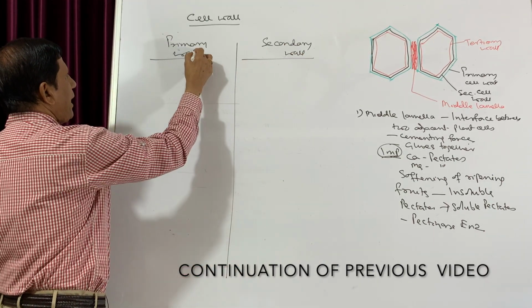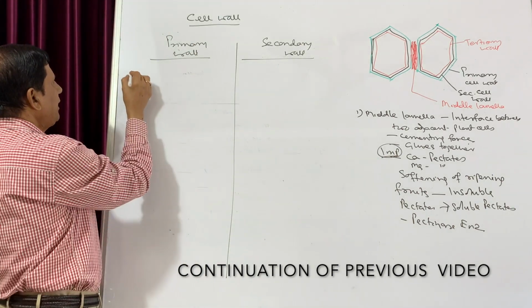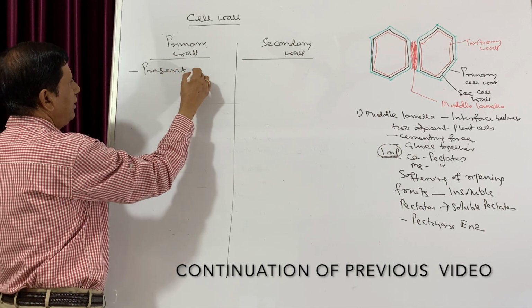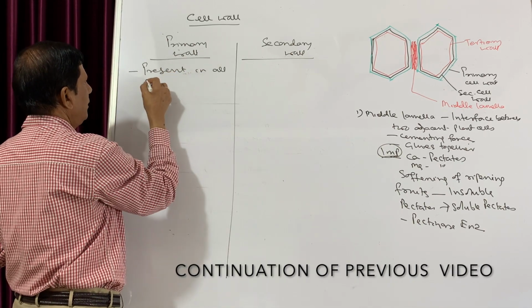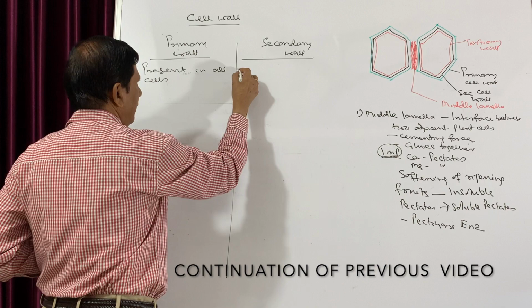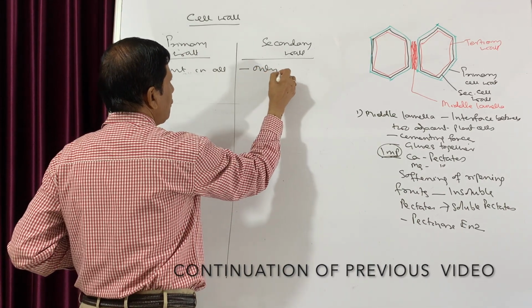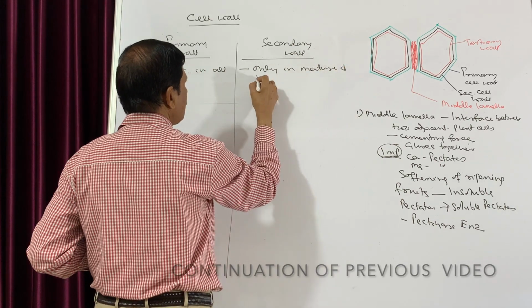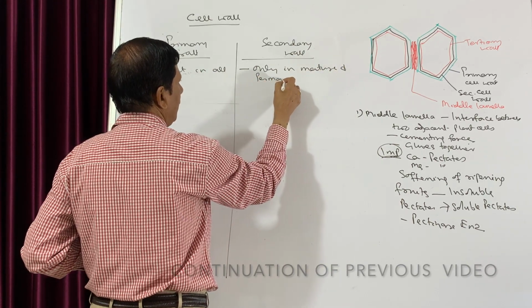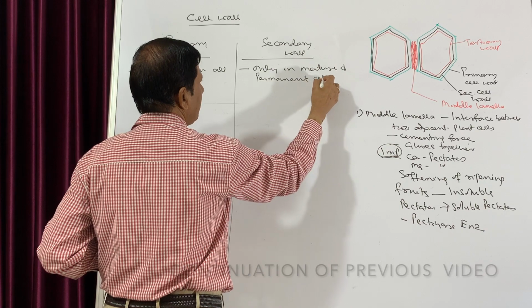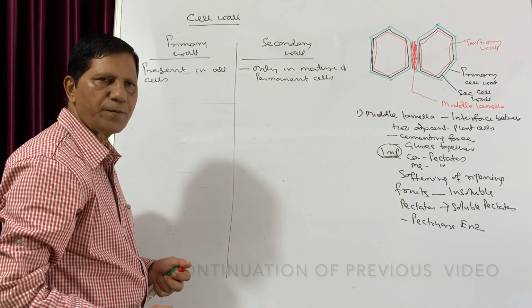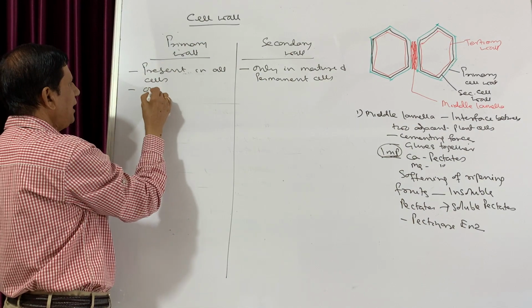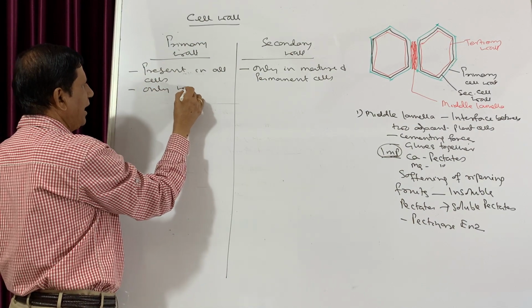Now this primary wall is present in all cells, but the secondary wall is only in mature and permanent cells. This is not present in all cells.